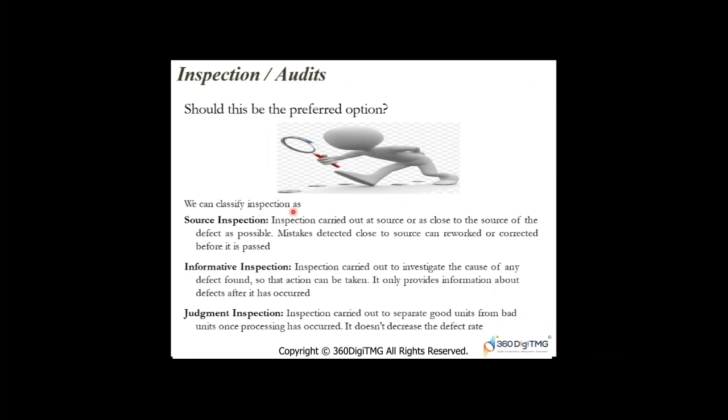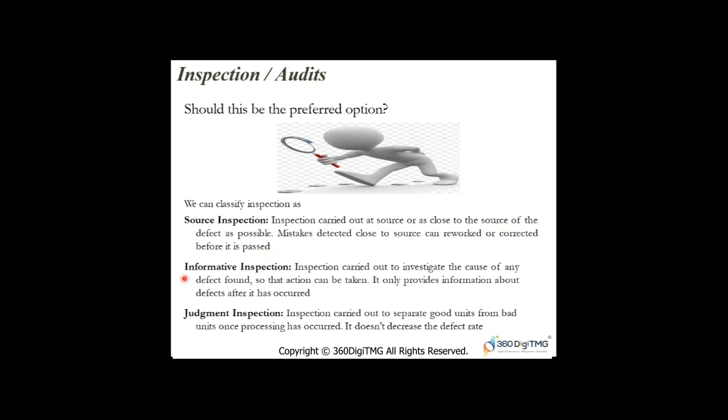There are three types of inspections. One is the source inspection, which is carried out at the source location. If I hire a manufacturing plant for manufacturing my sports shoes, I go there and inspect the sports shoes which are manufactured. That is called source inspection. Mistakes detected close to the source can be reworked or corrected quickly before it is passed on to the end user.